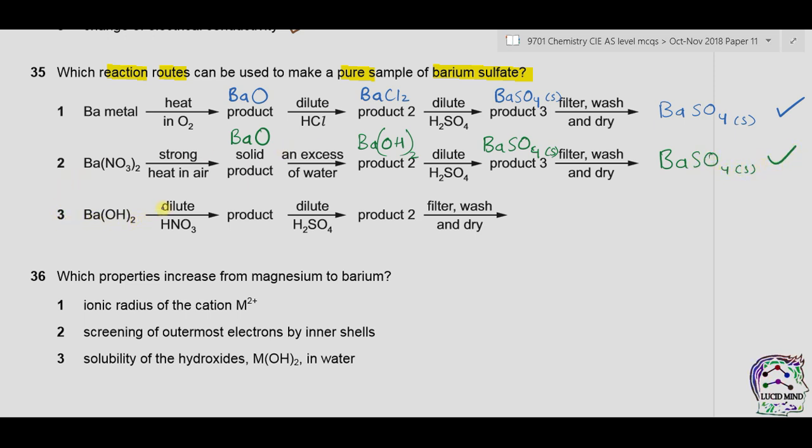3. Barium hydroxide is diluted with nitric acid. As it is an acid-alkali reaction, the product will be barium nitrate. Then dilute sulfuric acid is added and barium sulfate will be formed, which is solid, insoluble. It can be filtered, washed and dried as no other insoluble substance is present. So this process is also correct. As all 3 options are correct, the answer is therefore A.